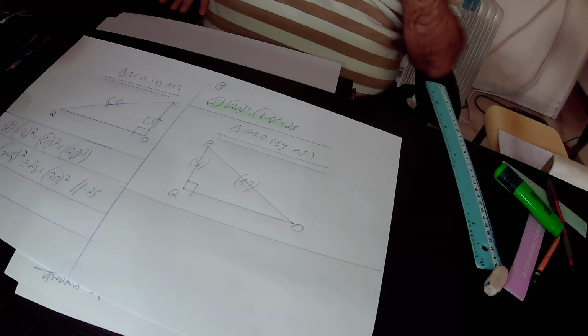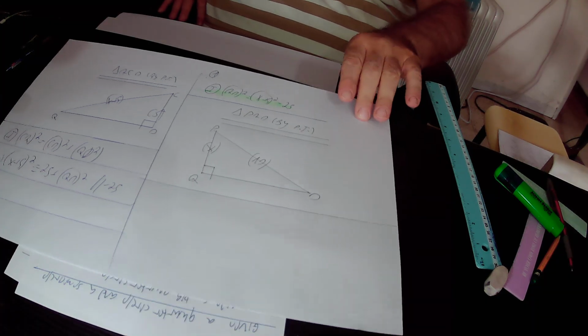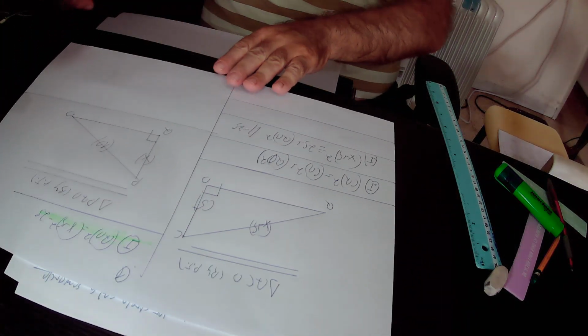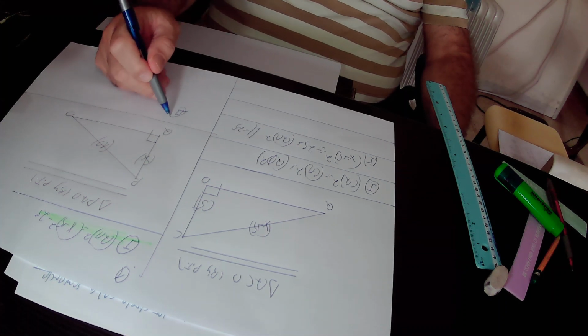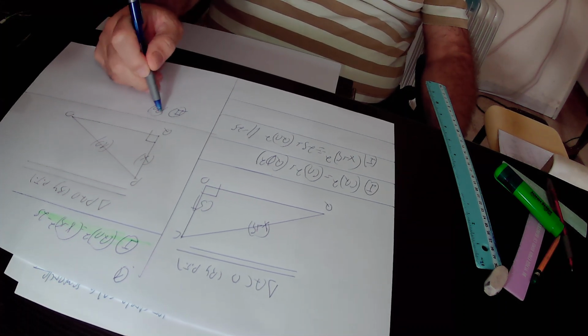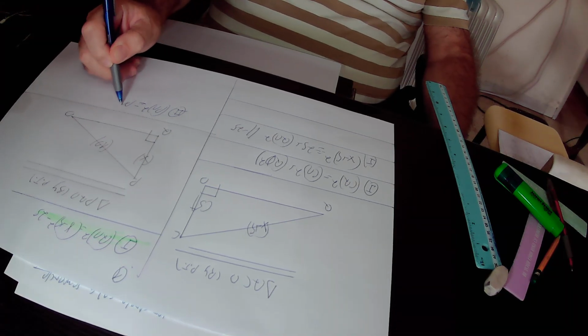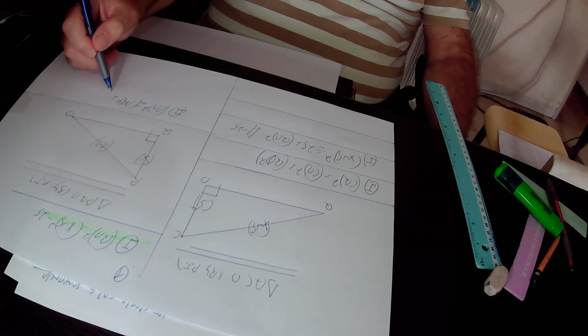In this right triangle PQO, PO squared, that is the square of the hypotenuse, equals PQ squared plus QO squared. So I write it down. This will be equation 2. According to equation 2, PO squared, that is the square of the hypotenuse, is equal to PQ squared plus QO squared.